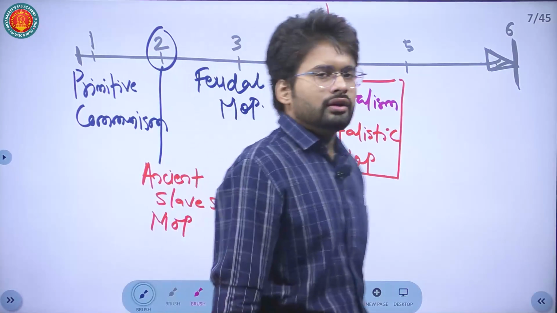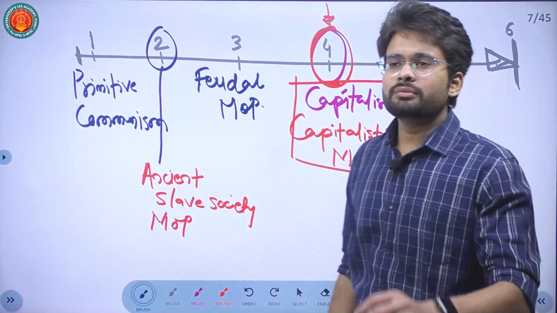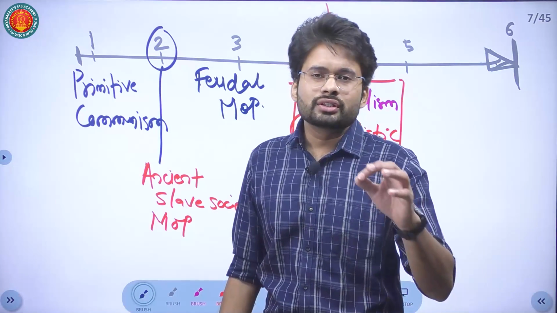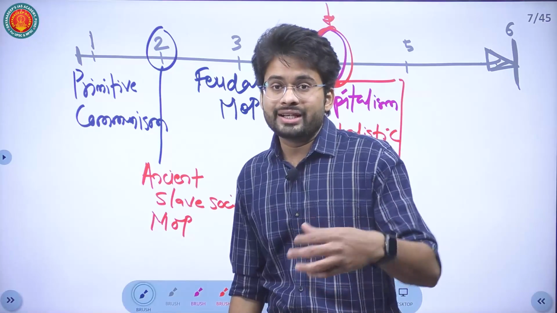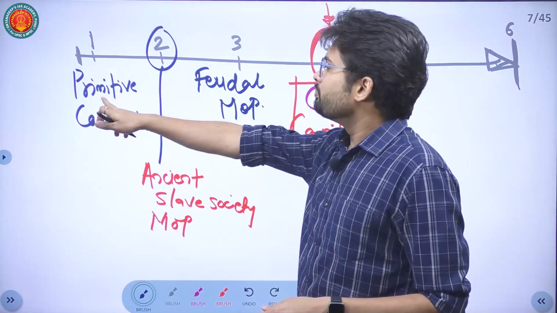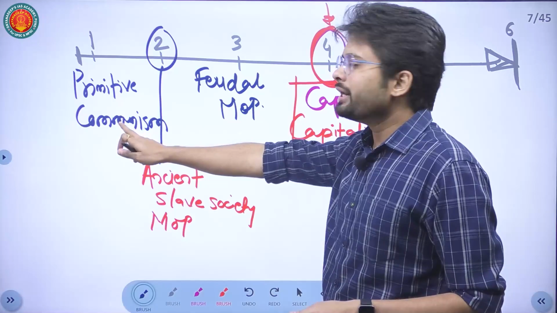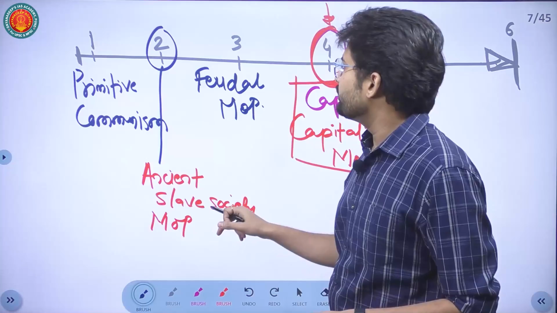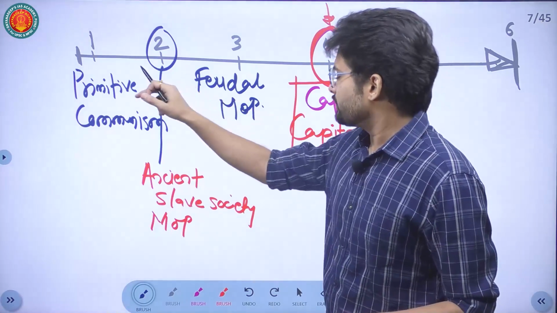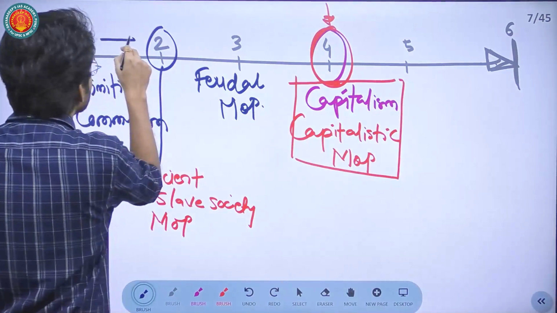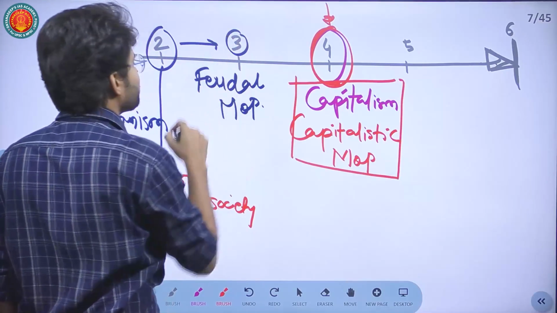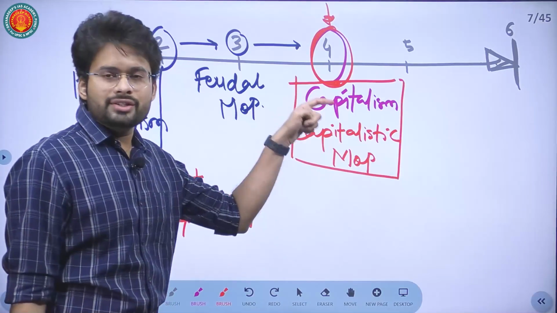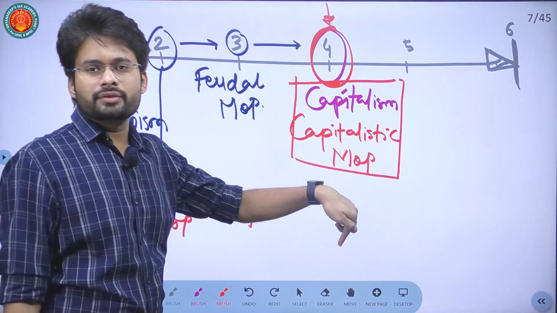And that's how the most earlier phase, or mode of production, in the history of society, from where society started, is nothing but primitive communism. Then it moved to the ancient mode of production, ancient slave society. Then it moved towards feudalism, likewise, right? 1 to 2, 2 to 3. And then after feudalism, we moved towards capitalism. And currently, we are in the capitalist state.